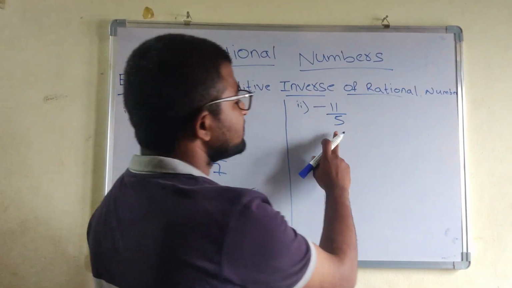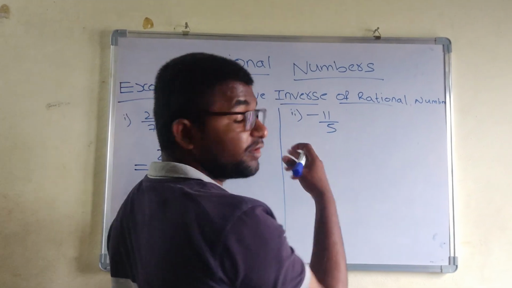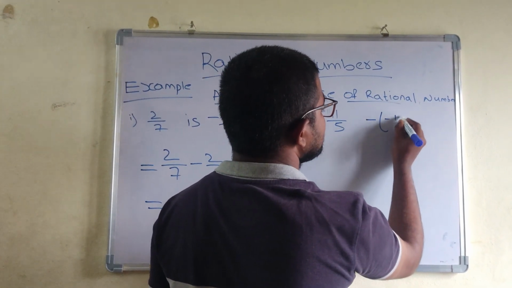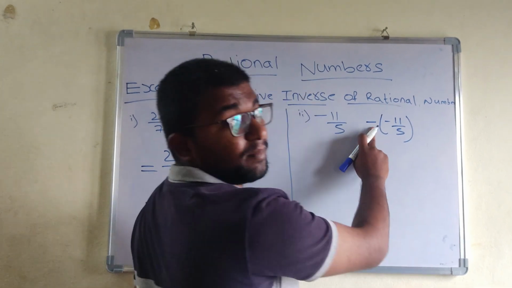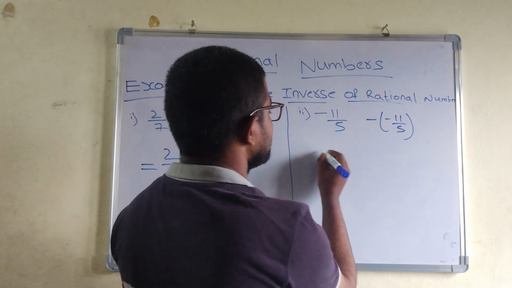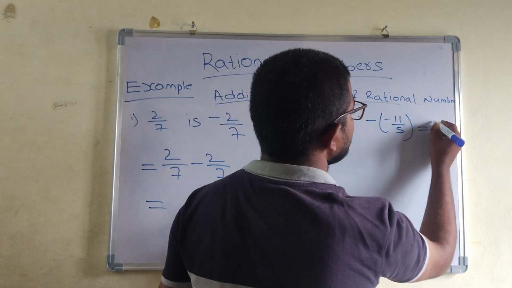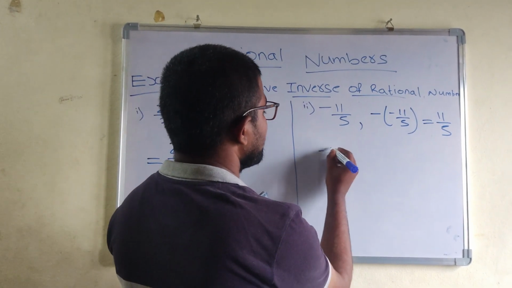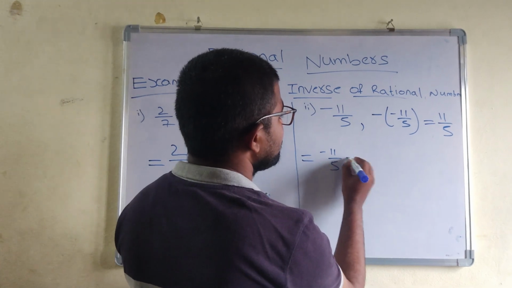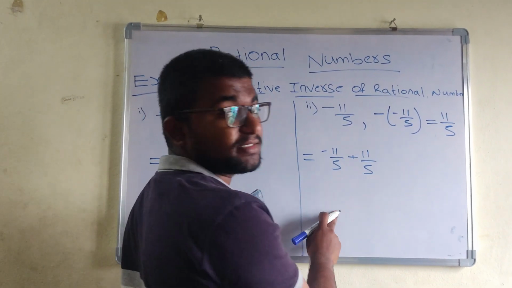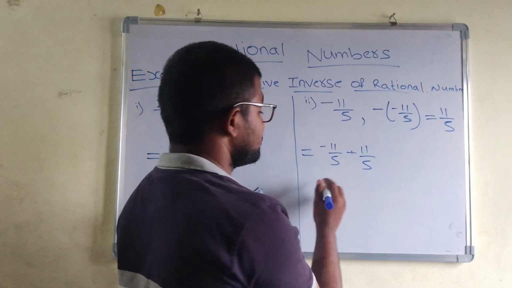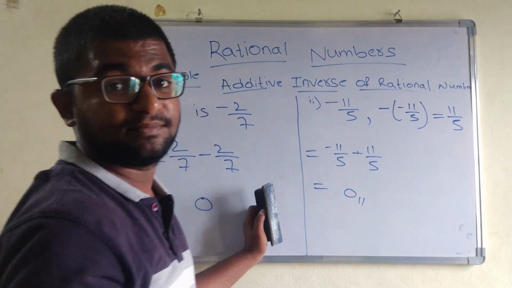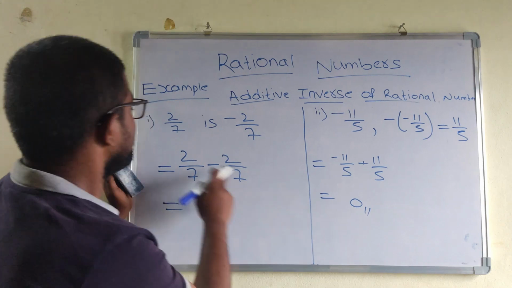Suppose, what is the additive inverse of this number? What do we need to add to get 0? That is minus of minus 11 by 5. Minus into minus is plus, which equals 11 by 5. Because minus 11 by 5 plus 11 by 5, what do we get? Minus plus the same rational numbers gives 0. Hence the additive inverse property is valid. This way we can find the additive inverse.